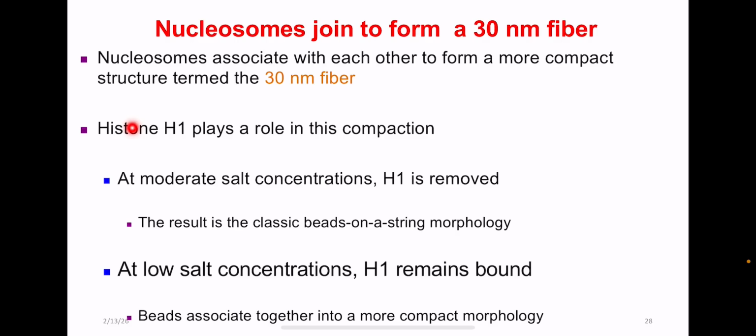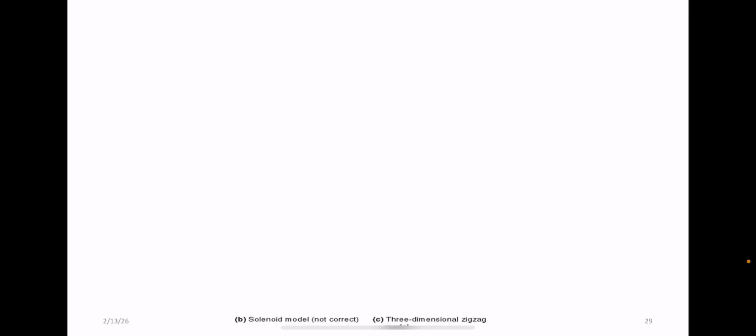So the second one is the association of the nucleosomes, the 10 nanometer fibers that we've produced, with each other to form more compact structures. This is where histone 1 plays an important role, linking the numerous nucleosomes.